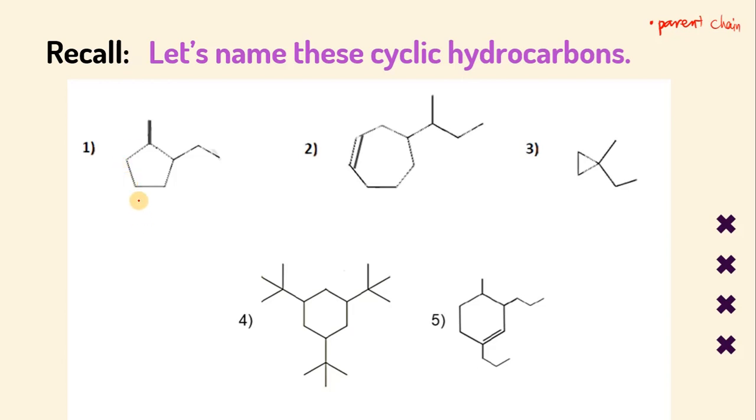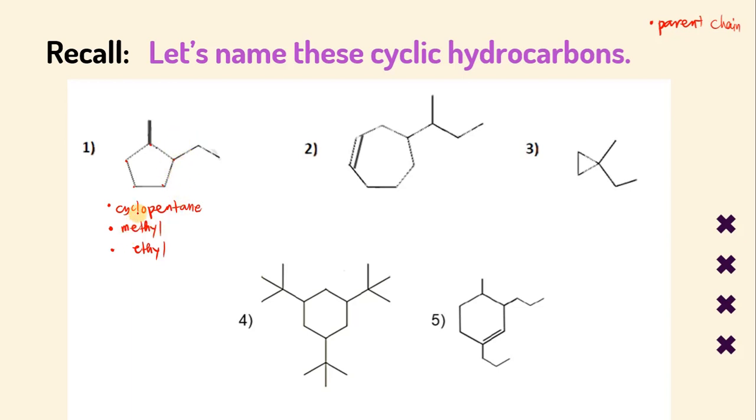This one, you have a cyclo. What could this be? It's a cyclopentane because there are 5 carbons: 3, 4, 5. What is there? We have a methyl. We also have an ethyl. And what else? Let's start numbering them.